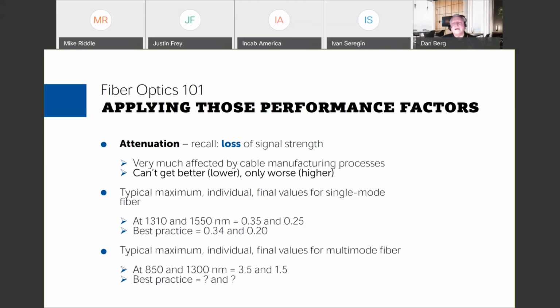We don't have a lot of data ourselves on multi-mode fiber, but generally speaking, we're looking at roughly the same issue. We're going to have a 3.3 at 850 and a 1.2, 1.3, 1.4 at 1310 or 1300. I'm sorry. I hope that was clear as mud.